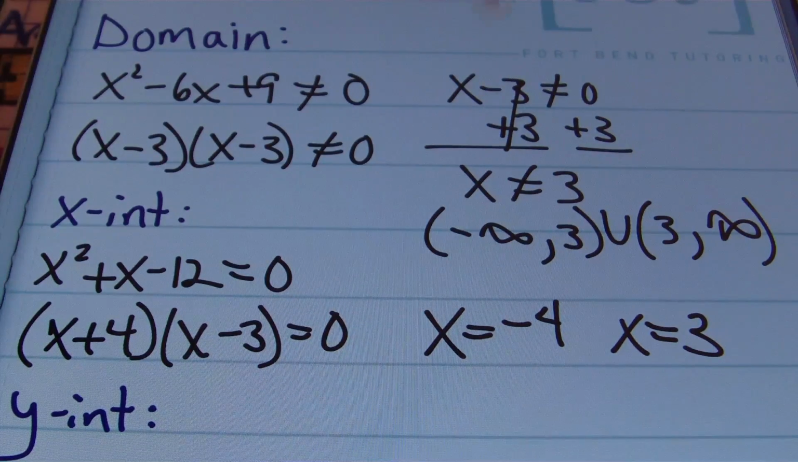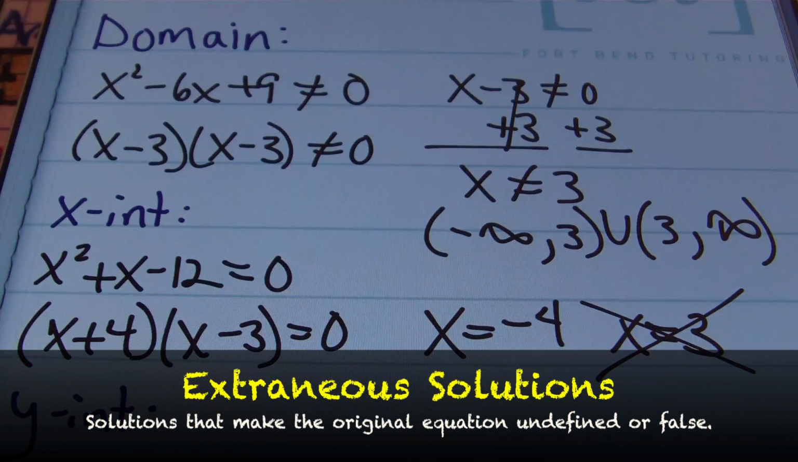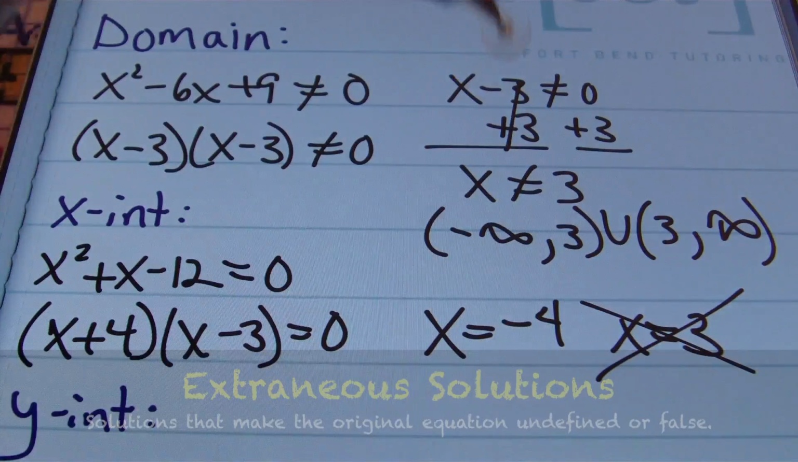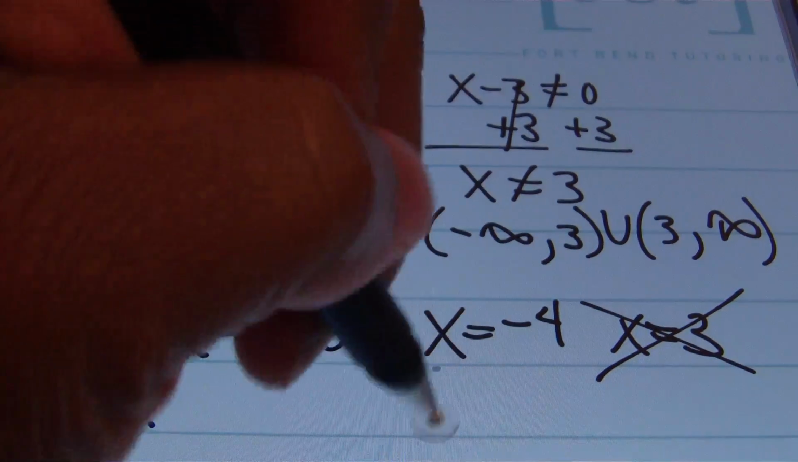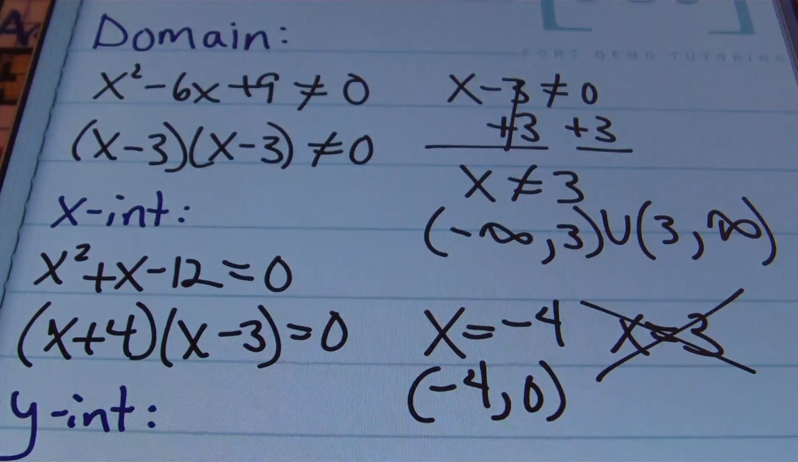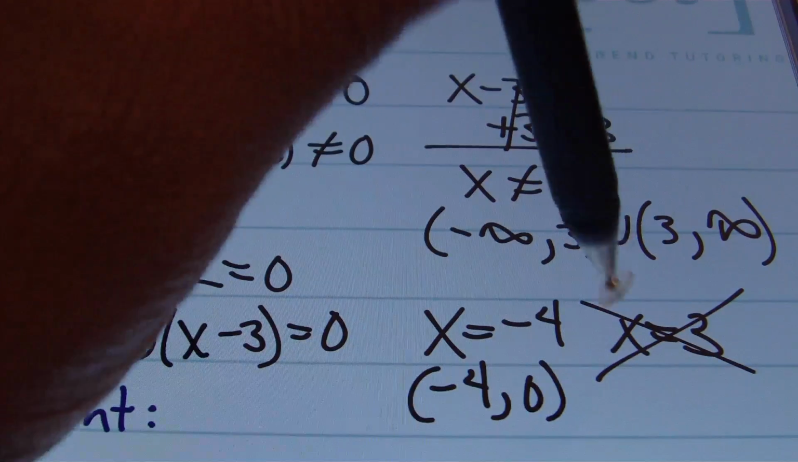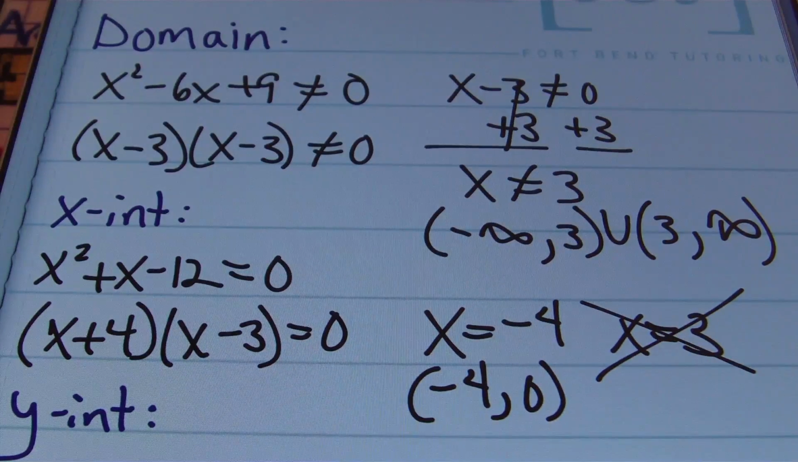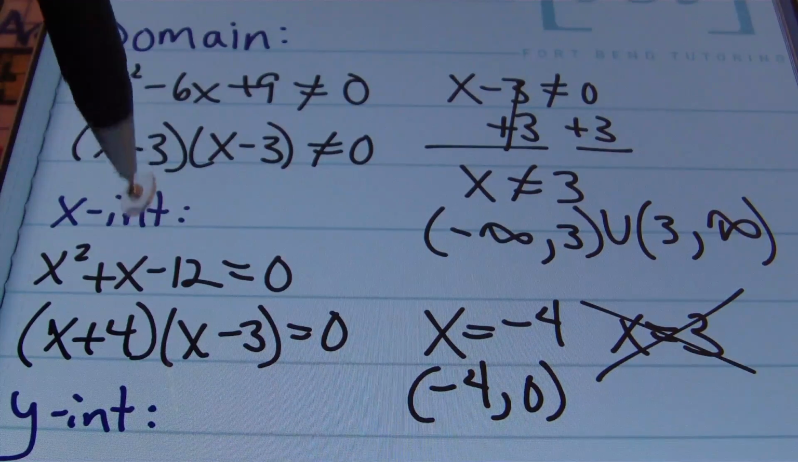However, recall that our domain excludes the number 3. That means this potential answer for our x-intercept, x equals 3, is extraneous. We can't use it in the solution because it violates the domain. That means our only x-intercept for this rational function is going to be at negative 4, 0. So we just have one x-intercept, even though we ended up with 2 potential results. Because 3 was not a part of our domain, we had to exclude it, which is why it's important to be aware of your domain prior to finding the x-intercepts.